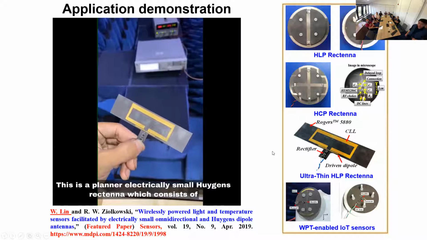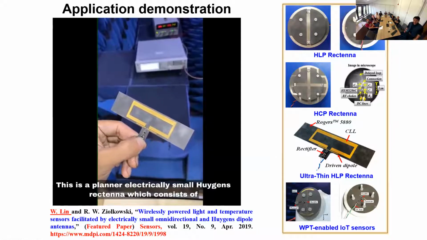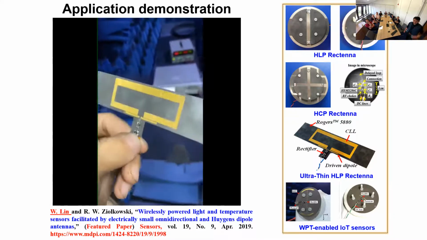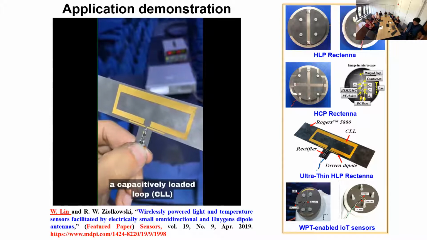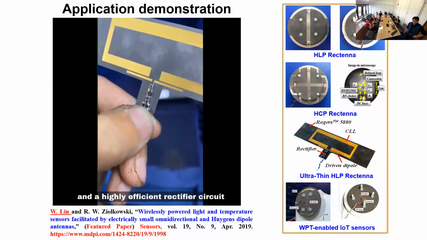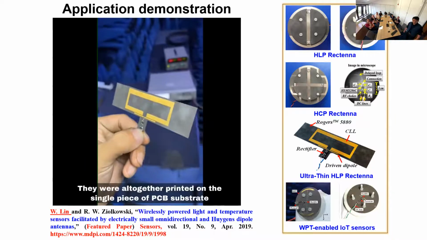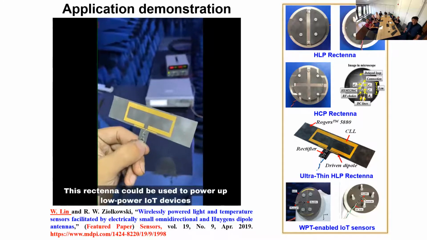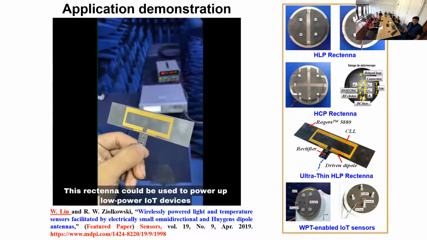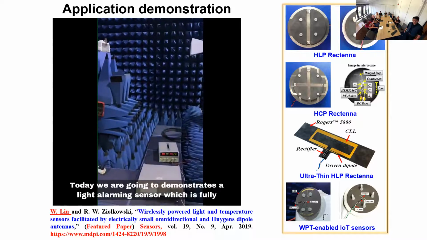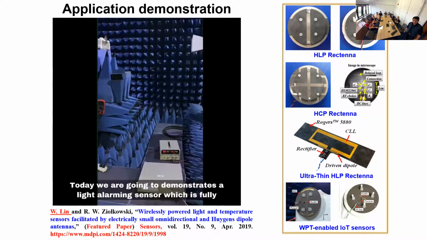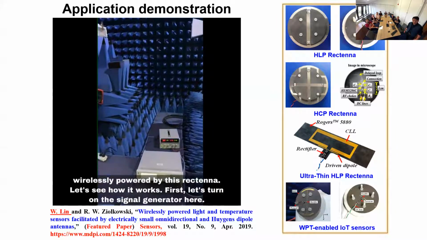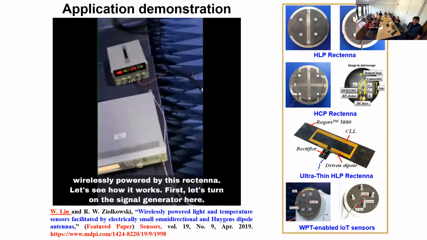This is a panel electrically-small Huygens rectenna, which consists of an Egyptian X dipole, a capacitively loaded loop, and a highly efficient rectifier circuit. They were all printed together on a single piece of PCB substrate. This rectenna could be used to power up low-power IoT devices. Today, we are going to demonstrate a light alarming sensor, which is fully wirelessly powered by this rectenna. Let's see how it works. First, let's turn on the signal generator here.